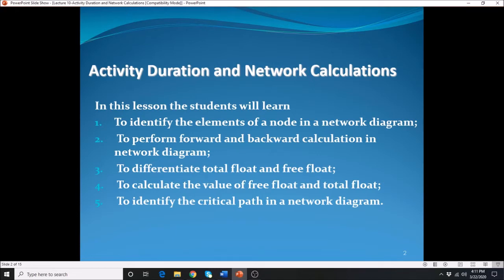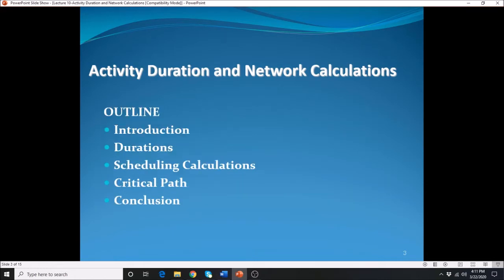In addition, you will also learn the different types of float time. You'll be able to differentiate total float and free float, and calculate the value of the free float and the total float within a given network diagram. Also within the network diagram, it allows you to identify the critical path by knowing those critical activities within a given path.